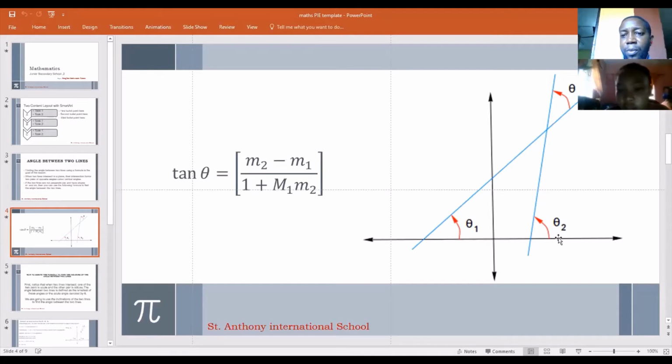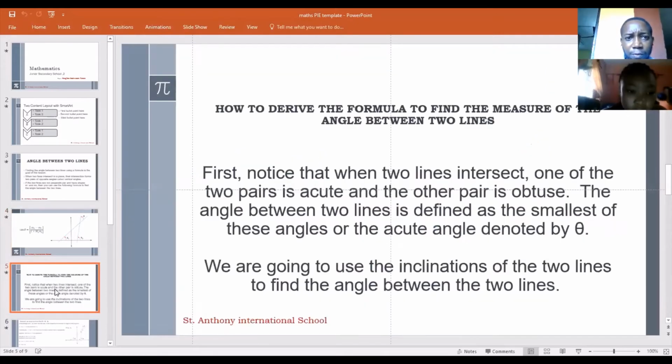Good. And if you also look at theta 2, you notice that theta 2 is actually looking like an obtuse angle. But I think it's an acute angle from this particular perspective. Right or wrong? Okay, good.